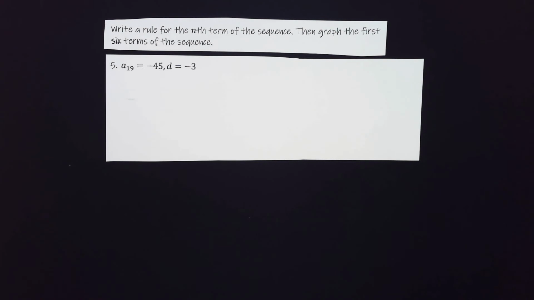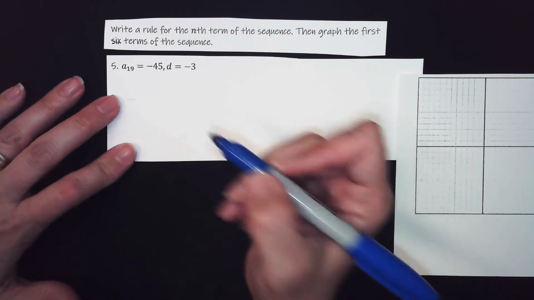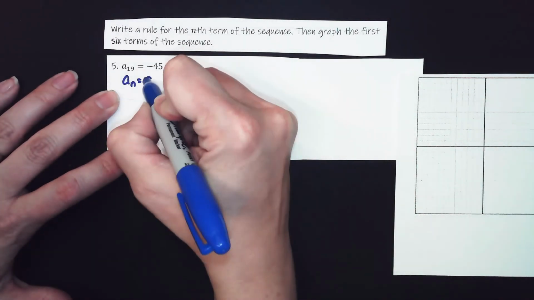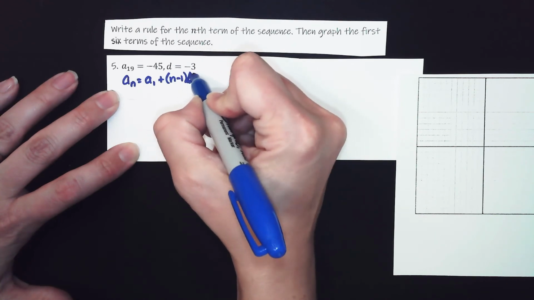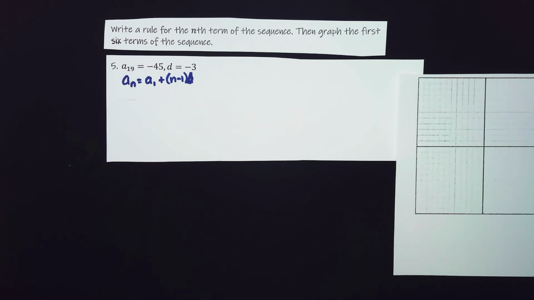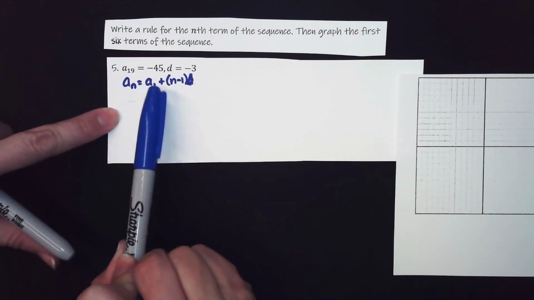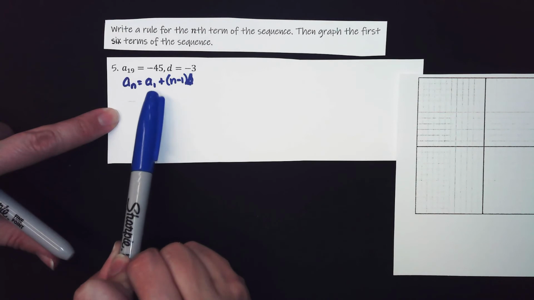So, let's give this a try. It does tell us to then graph the first 6 terms in the sequence after that, so don't forget that piece of instruction. I'm eventually going to need this graph over here. Remember our formula: A sub N equals A1 plus N minus 1, times D. Don't need the parentheses there. I'm going to plug in what I know, because the only 2 variables I need for my rule are A1 and D. I know D, but I don't know A1.